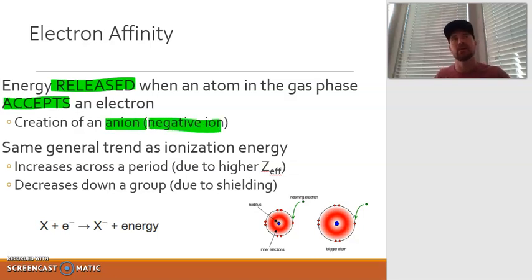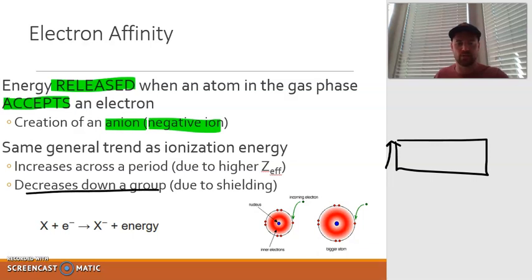You can think of it as the element's affinity to want to accept electrons to itself, rather than get rid of one. So the definition is opposite, but the trend is actually the same as ionization energy. It will increase as we go up a group. That's the same as saying decreases down a group. And it will increase across a period.